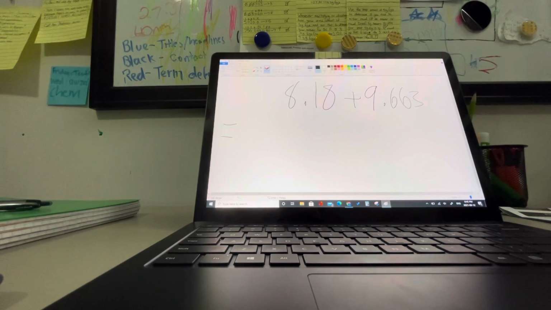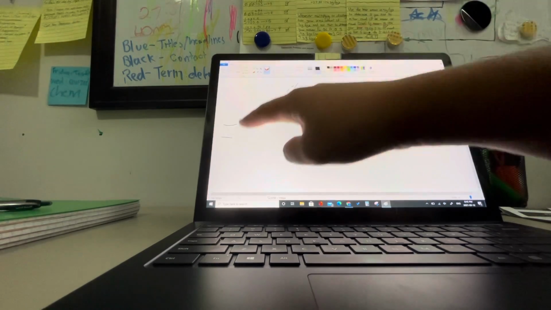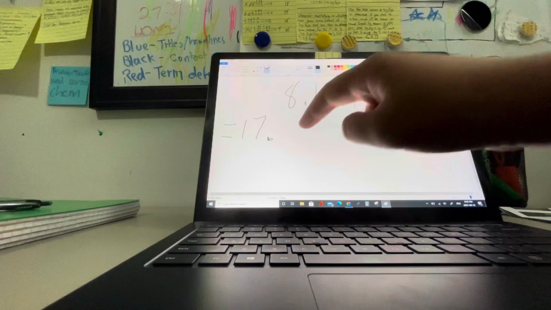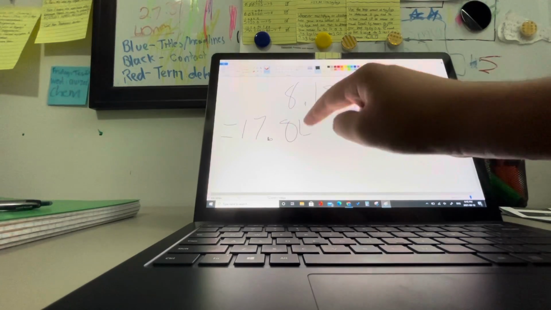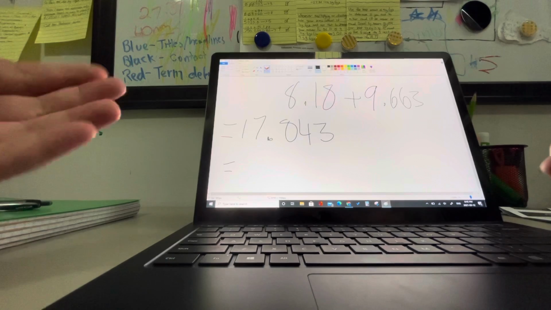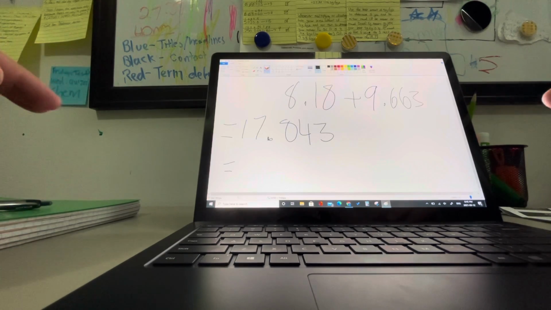All right, so we've got those questions and values. Let's go ahead and add those together. So we've got 8.18 plus 9.663. Perfect. We've got an answer of 17 point, my points are super bad on the computer, 843. Perfect. Okay, so we got the answer 17.843.